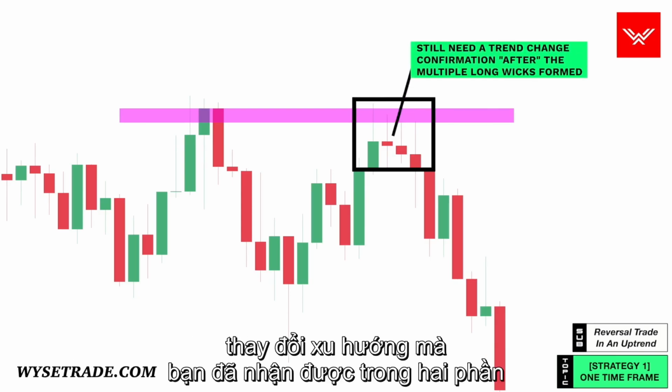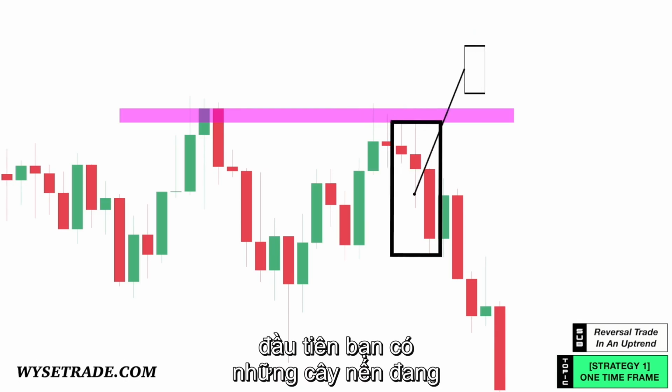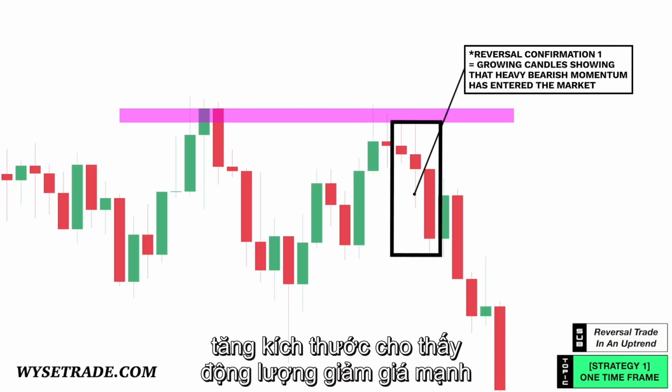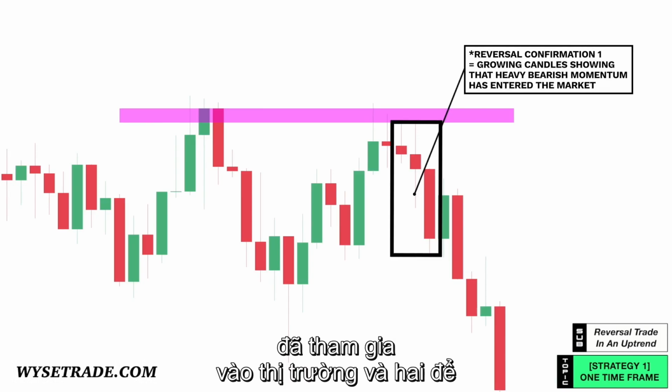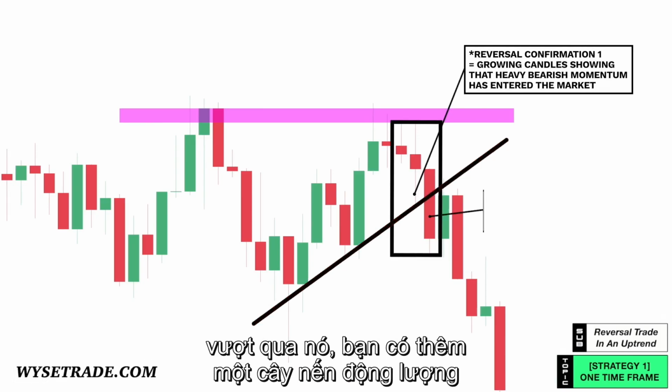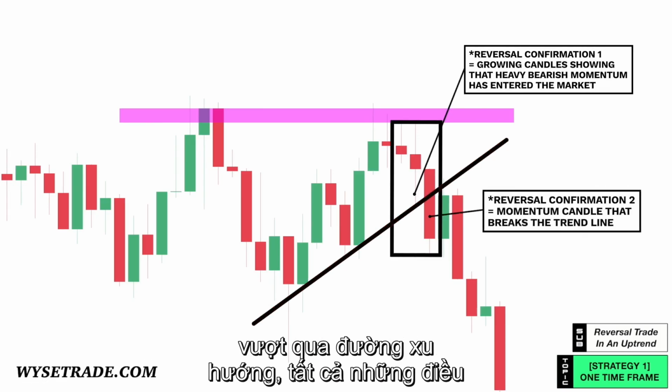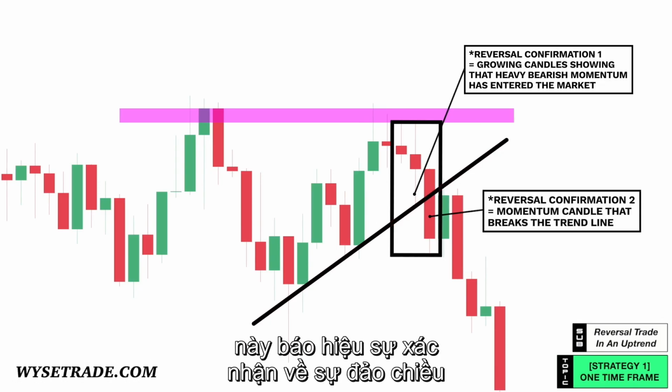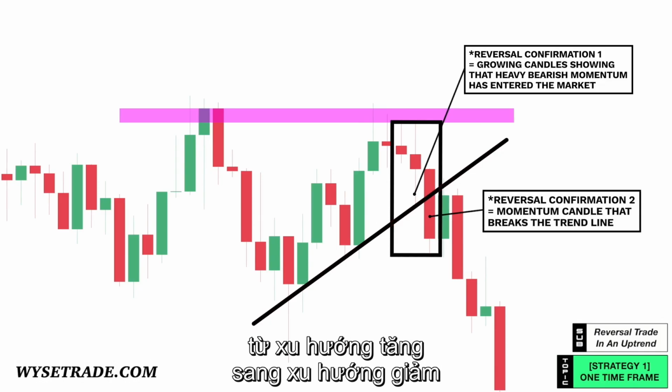You then needed a trend change confirmation, which you got in two parts. First, you had candles that were increasing in size, showing heavy bearish momentum had entered the market. And two, to cap it off, you had a momentum candle break through the trend line. All of this signals a confirmation of the reversal from an uptrend to a downtrend.